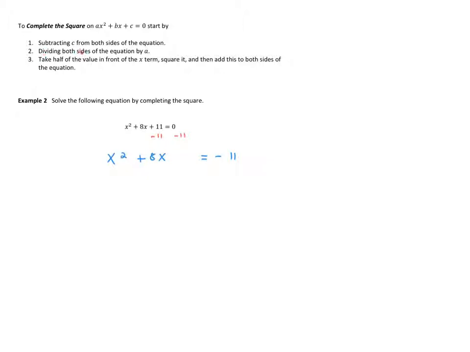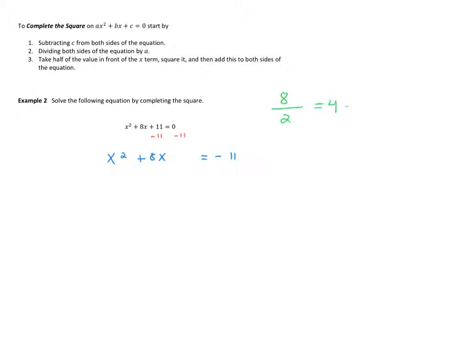The second step was to divide both sides by a, the number in front of the x squared. Here that number is 1, so technically we can skip over this step. Dividing by 1 will do nothing to either side. If I look at the third step here, here's what we're going to do. I'm going to look at the number in front of the x term, which is 8. I'm going to focus on that. And I'm going to take half of that number, which is 4.